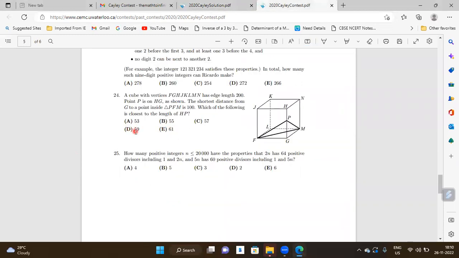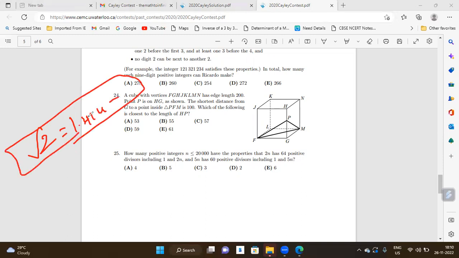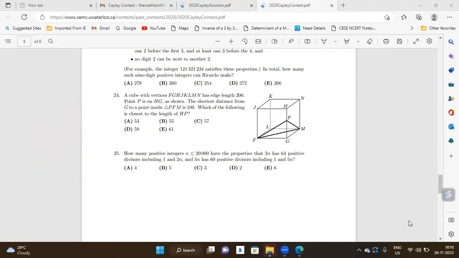See, they are very close: 57, 61, they gave that option. Sometimes in the exam, they'll give you 7 to 8 digits for root 2. In such a case, you have to use the same digits, okay? You should not simply put 1.414. If they are giving you 9 or 10 digits in the question, you have to use the same number of digits in the calculator.